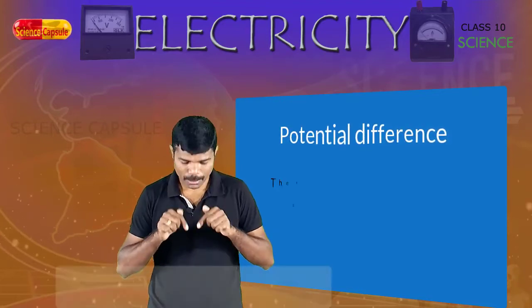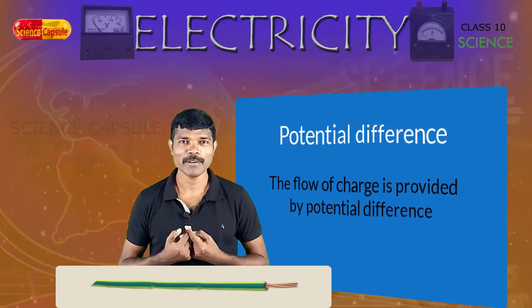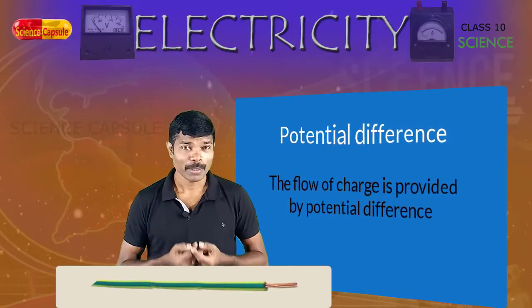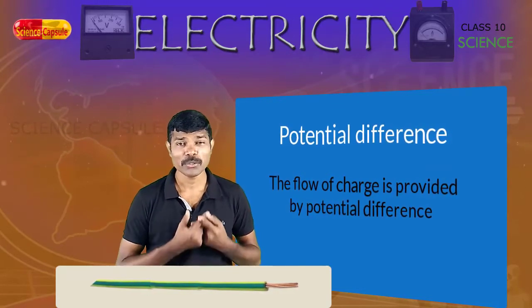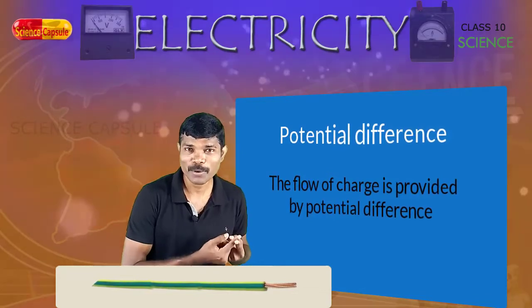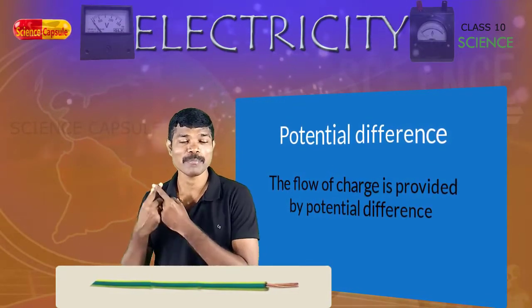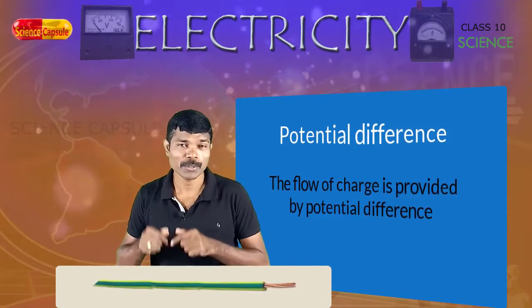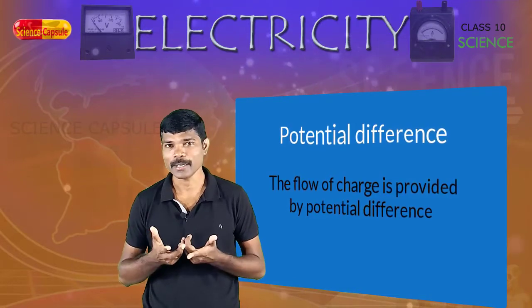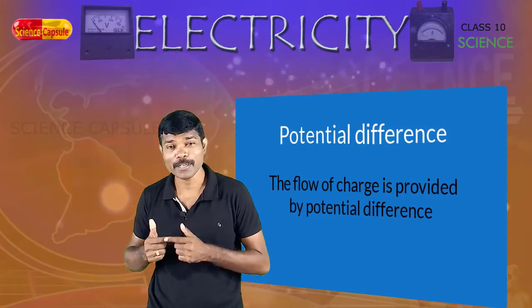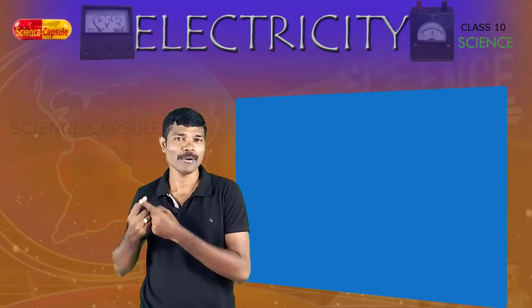Let us take an example. Below the screen, you can see a metallic wire. Can we see flow of charge in this metallic wire? Absolutely not. Why? Because here the electric potential is same throughout the wire. In order to make the charge flow from one point of the conductor to another point, there must be some potential difference. This potential difference may be provided by a cell, battery, generator, etc. So, it is potential difference which makes the electric charge flow from one point to another.